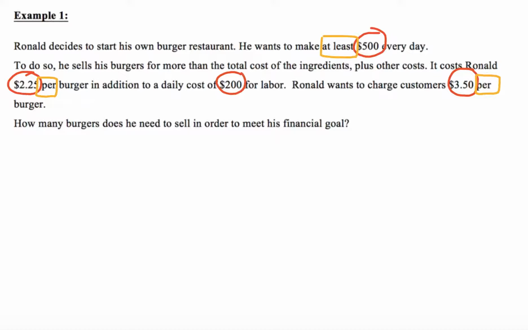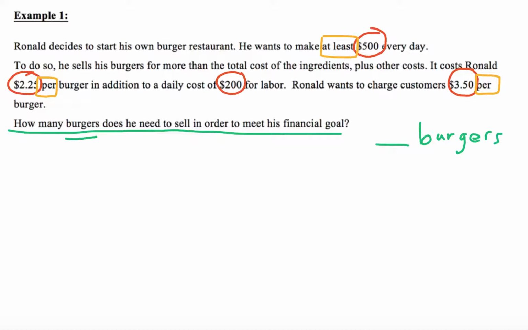Take a moment, pause, and underline the question. The question says, how many burgers does he need to sell in order to meet his financial goal? So I'm going to double underline burgers because that's what they really want to know. We don't know how many burgers he needs to sell, but we want to find out an answer that will be some number of burgers.